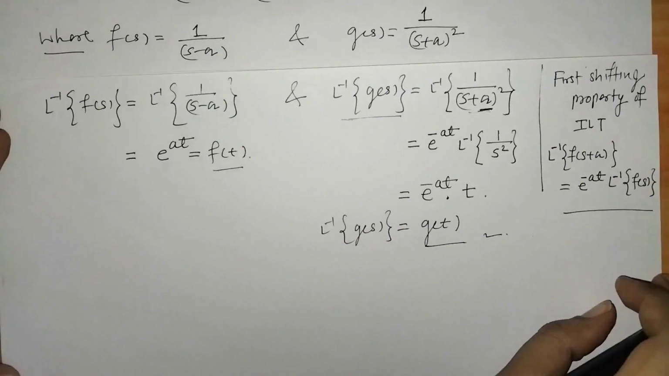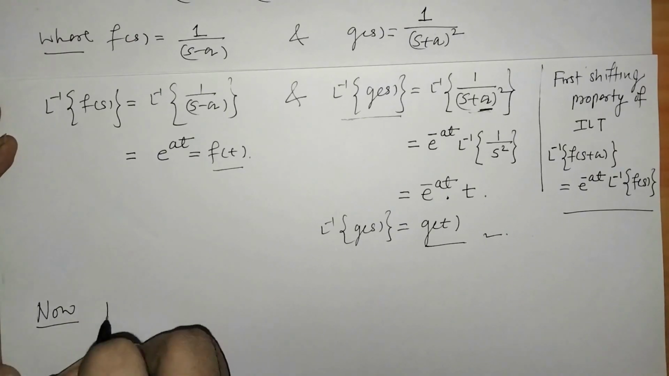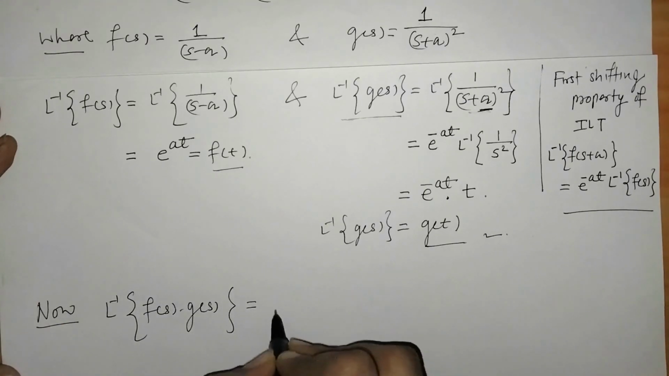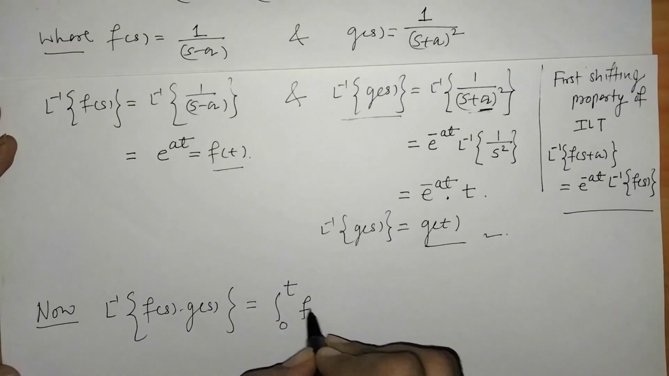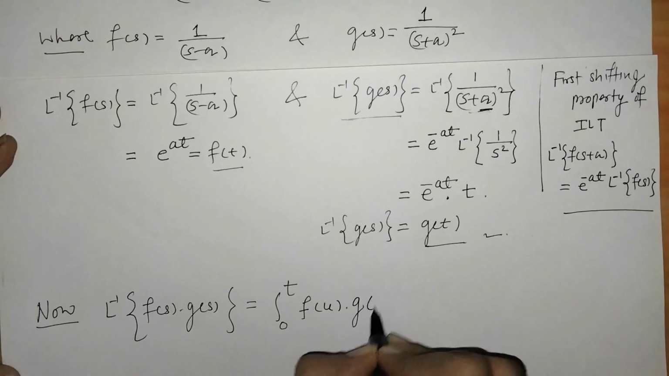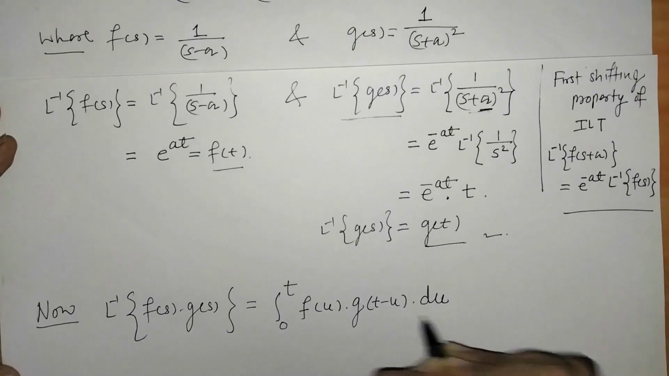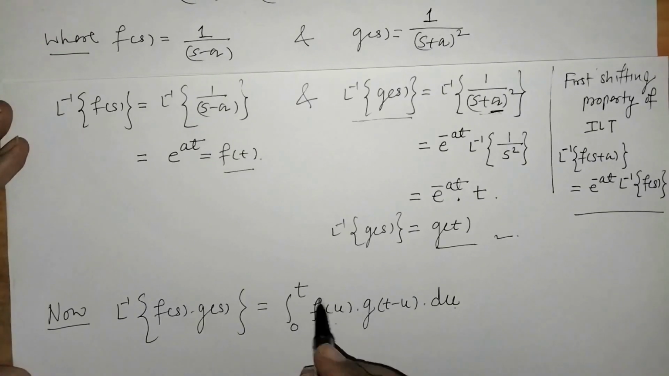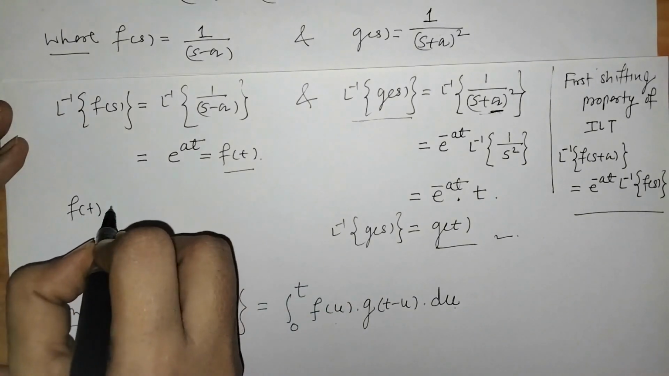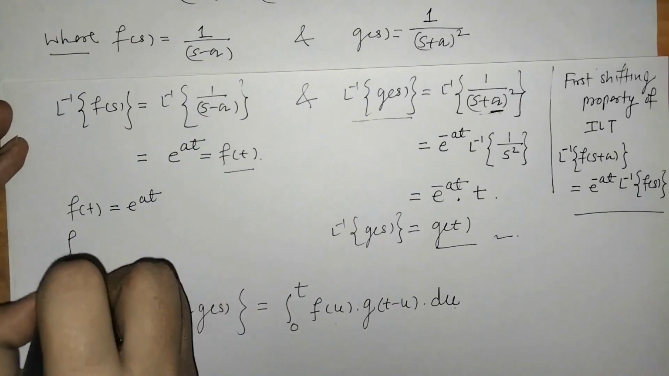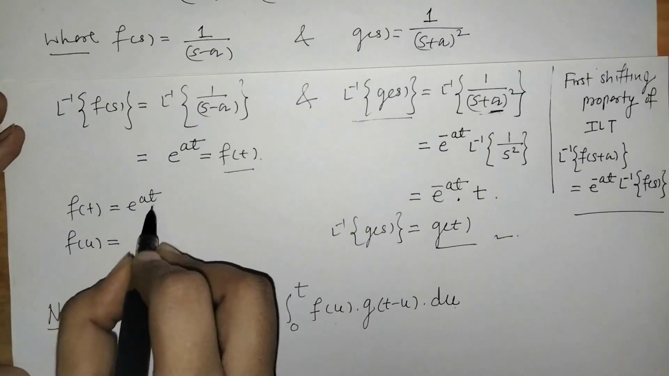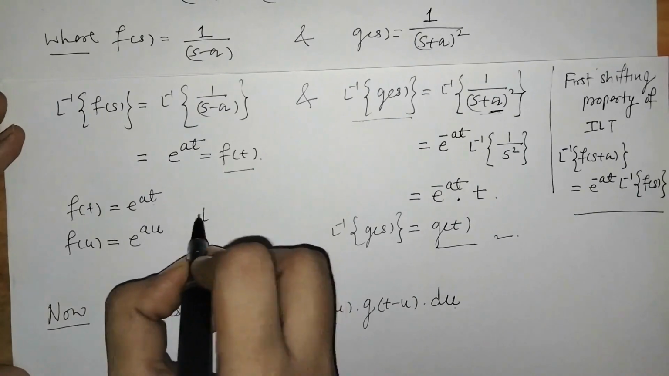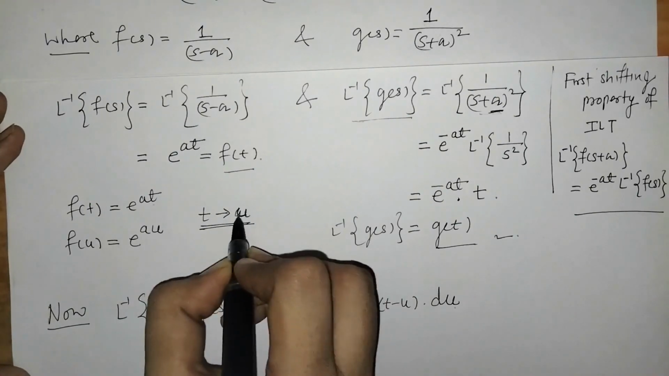Now we have to apply the convolution theorem, and we have L inverse of F(s) into G(s) given by this integral within limits 0 to t of f(u) into g(t minus u), and this integral is with respect to u. Now we want f(u) and g(t minus u). We got f(t) as e raised to at, so f(u) is obtained by replacing t by u. So we got f(u) as e raised to au. We have replaced t by the variable u, right?